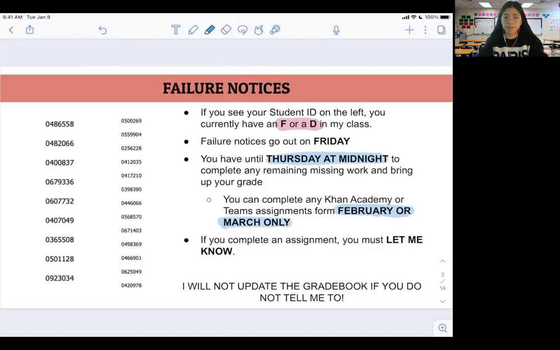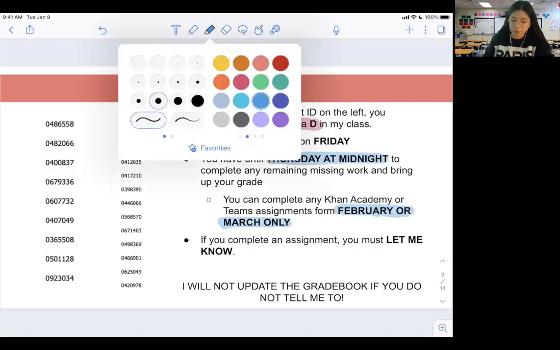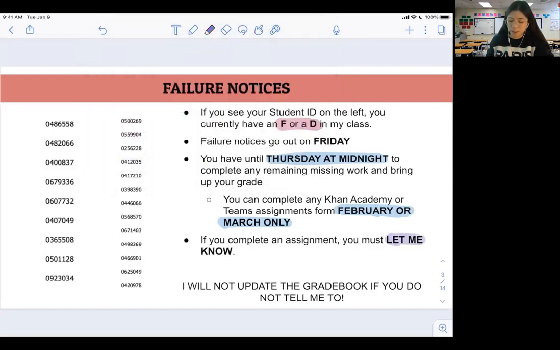Finally, if you do an assignment from February or from March in the next 2 days, you have to let me know. Why? Because Khan Academy doesn't update me if you did something late. I don't get any notifications. Nothing comes up. So if you do an assignment late, I won't know unless I go through one by one and check each student. Now that takes a really long time.